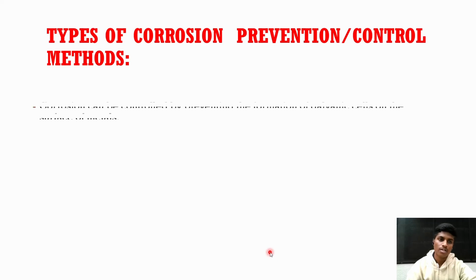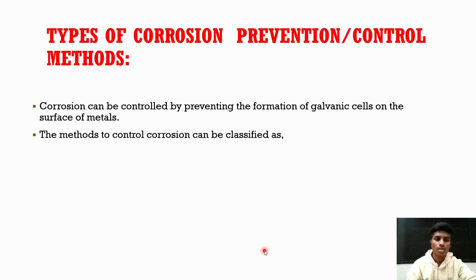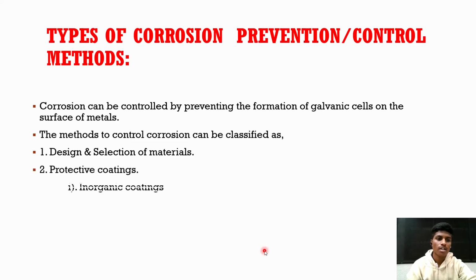Types of corrosion and prevention control methods. Corrosion can be controlled by preventing the formation of galvanic cells on metal surfaces. The methods to control corrosion can be classified as design and selection of materials, protective coating, inorganic coating, metal coatings, and cathodic protection.